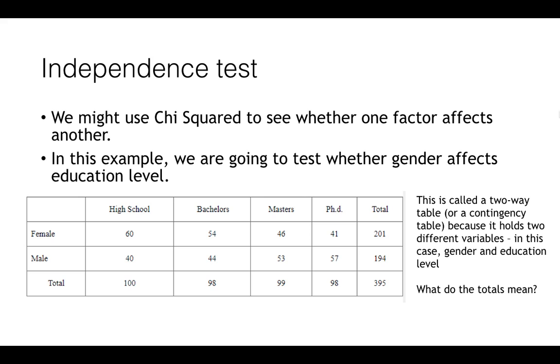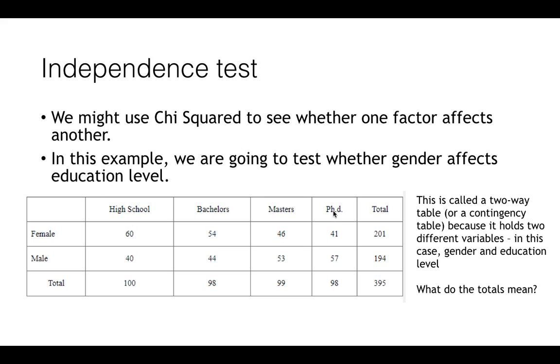Okay, so the independence test is used to see whether one factor affects another factor. So in this example that I'm going to give you, we're going to test whether gender affects the level of education that a person receives. So we're looking at whether or not the gender of a person is independent to their education level.